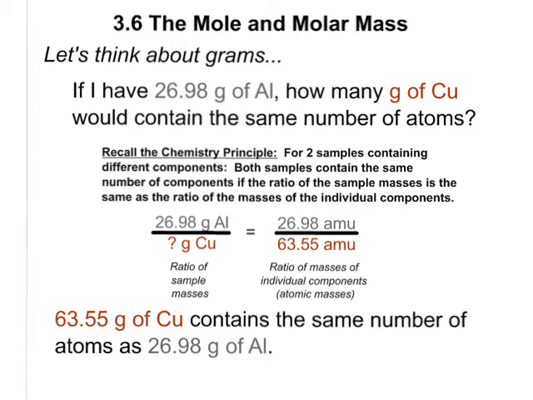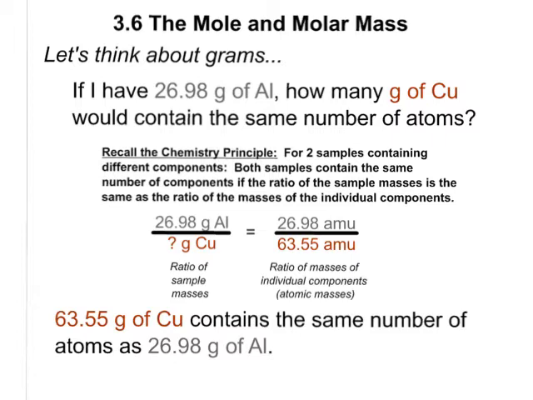Hello, and we've just talked about atomic mass units and atomic mass. Now, what if we would like to think about this in terms of grams? That's what we're going to talk about today. So let's say I have 26.98 grams of aluminum. How many grams of copper would contain the same number of atoms?